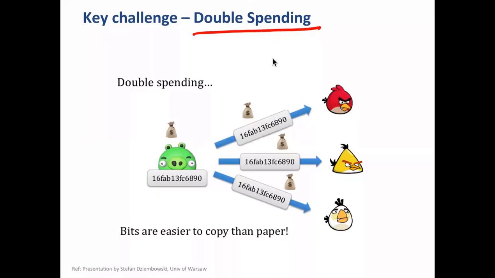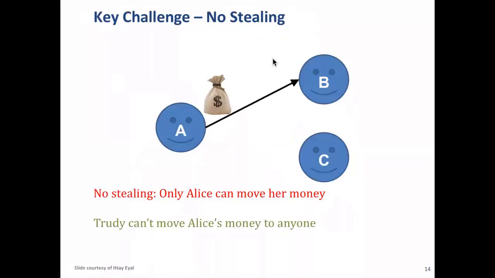Okay, so double spending has to be prevented, because a user can create multiple copies of the currency and send the same currency to multiple users. This should not be allowed. Okay, all right, that's the first challenge.